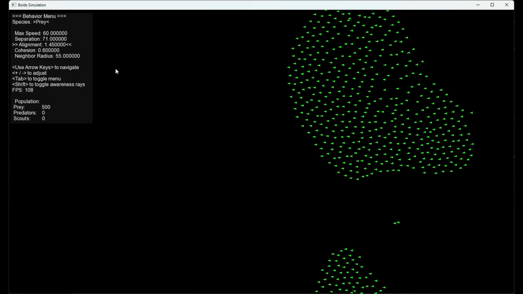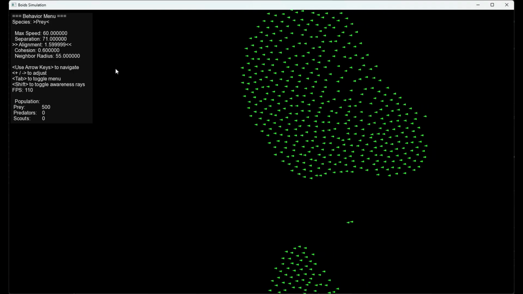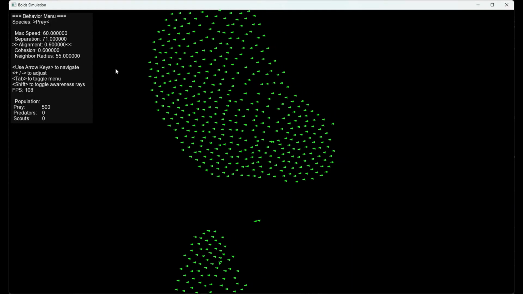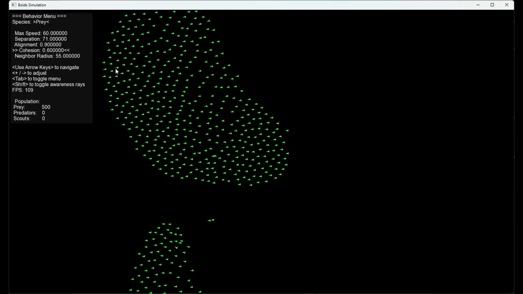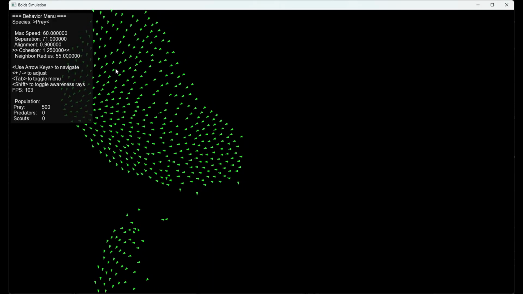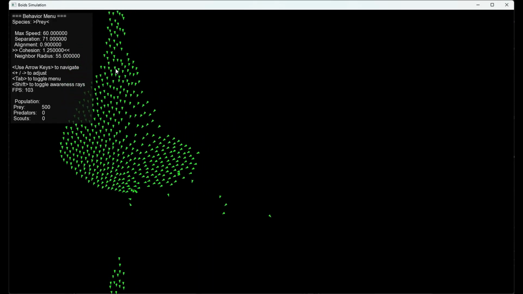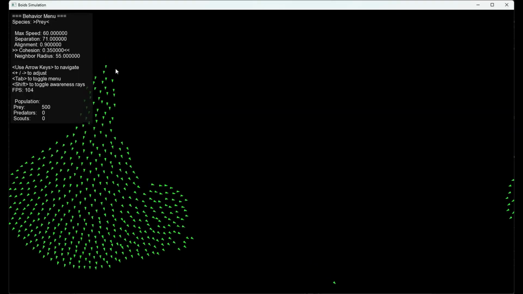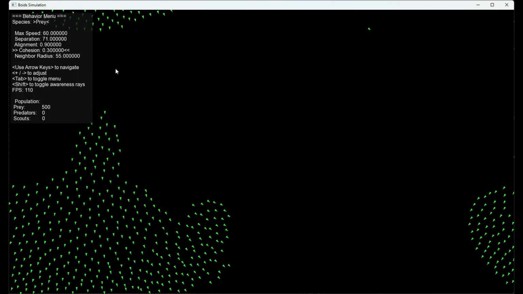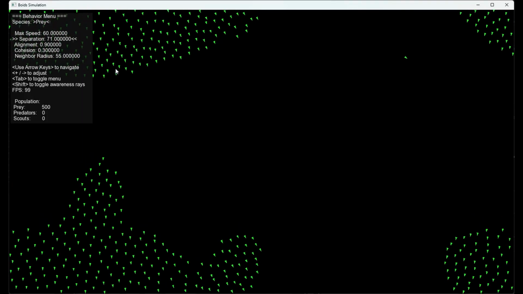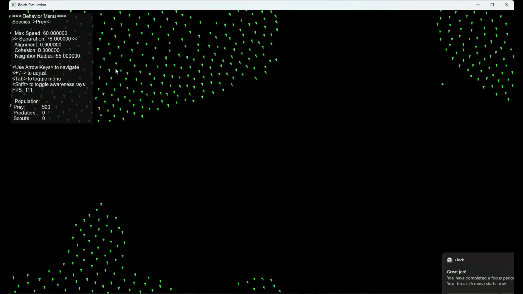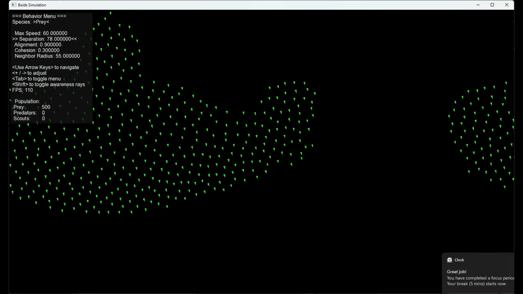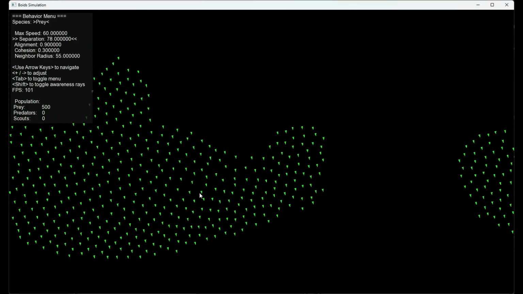Alignment is they try to face the same direction as their neighbors. So everybody who's within their radius, they try to face the same direction as them. And cohesion is how close together they tend to want to be. So if you put your cohesion very high, they flock very close together. And if you put your cohesion very low, they want to spread out. And by combining these three different attributes, you get all sorts of weird behaviors, emergent behaviors.